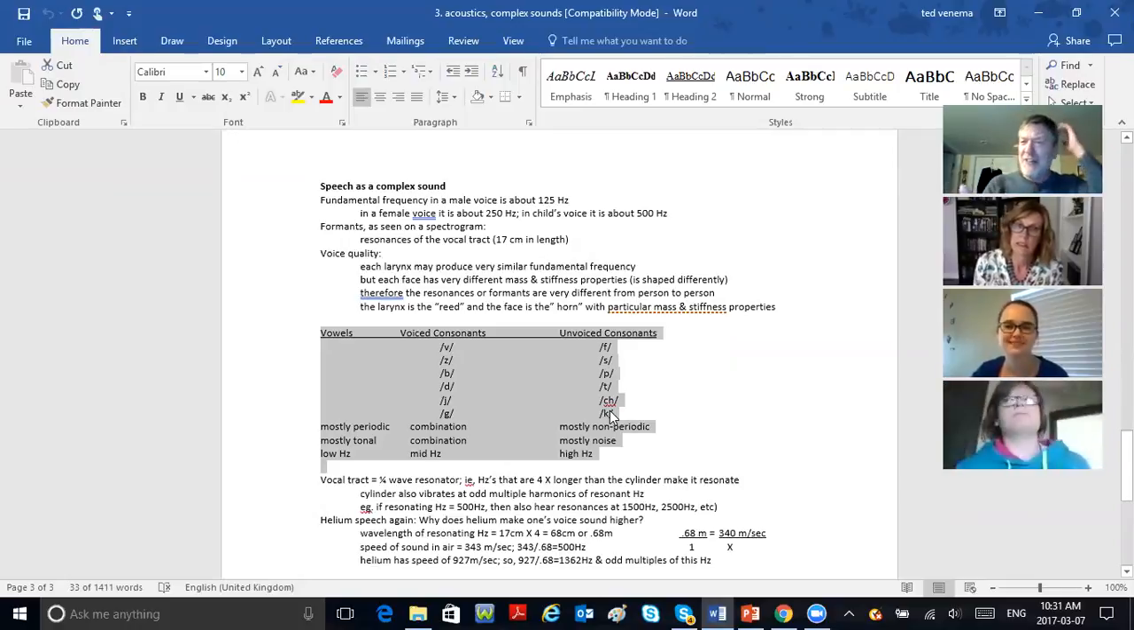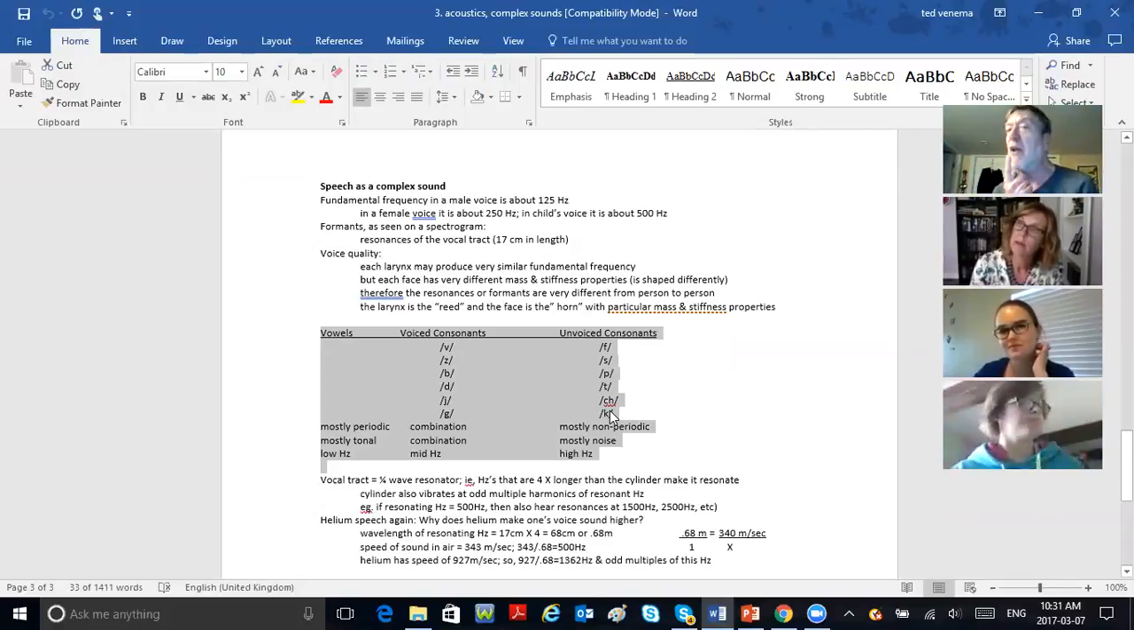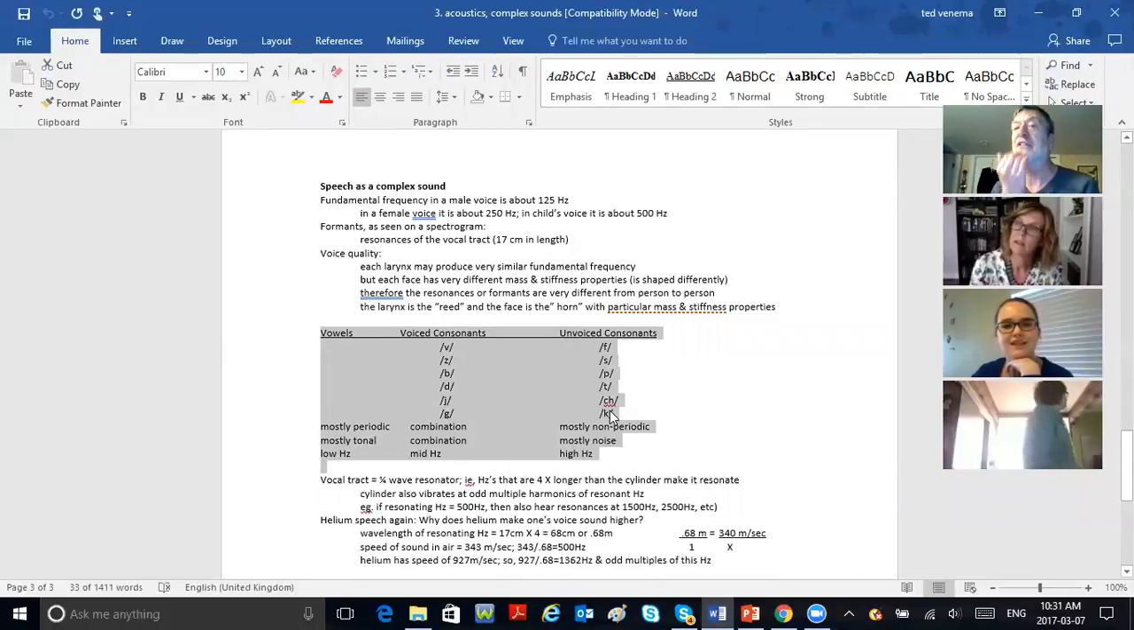All right, just trying to tell you, you can squeeze your mouth in three areas. The lips, P. The tongue against the back of your front teeth, T. And the tongue against the roof of your mouth.